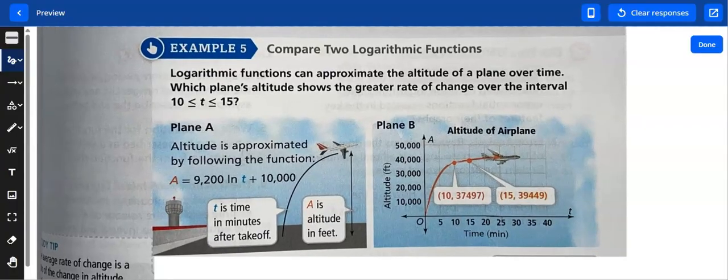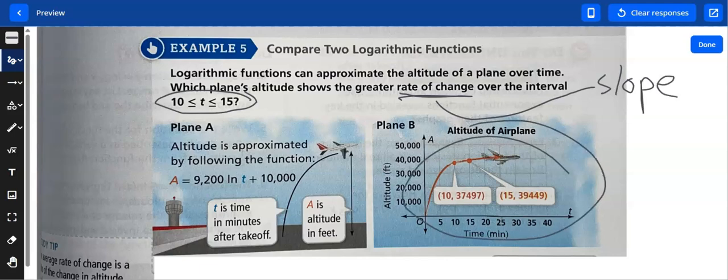Example 5, compare two logarithmic functions. Logarithmic functions can approximate the altitude of a plane over time. Which plane's altitude shows the greater rate of change? Over the interval from 10 to 15. I'm guessing 10 to 15 minutes. Now, rate of change, what is that a fancy phrase for? Five-letter word starts with an S. Slope.